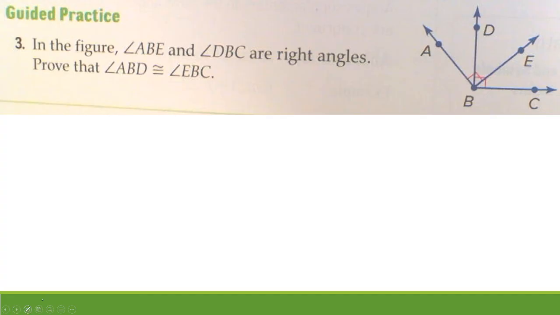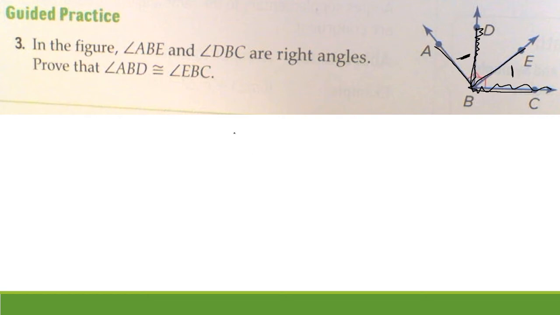Whoops. So let's try one on our own here. We have that ABE and DBC are right angles. So these two big angles here are 90 degrees. We want to prove that angle ABD is congruent to EBC, which is this angle here, given that the overall angles are right angles.